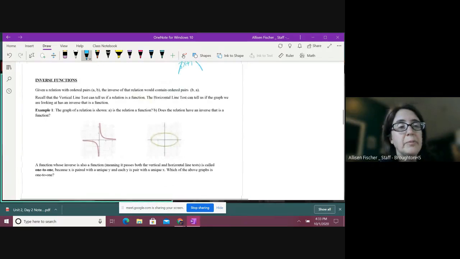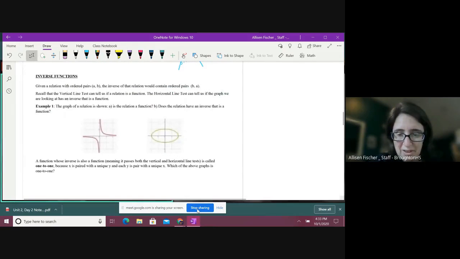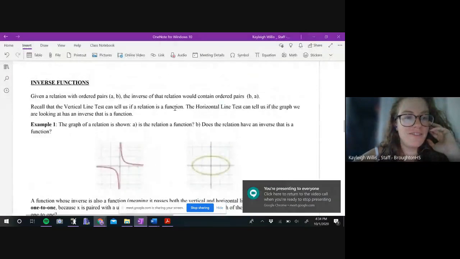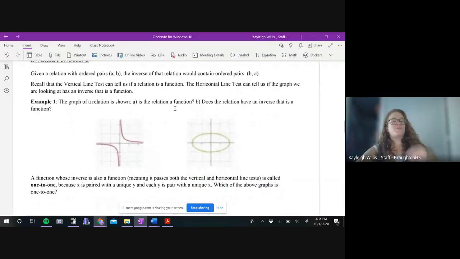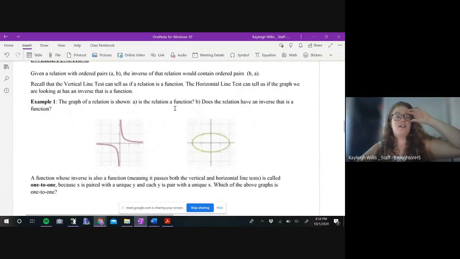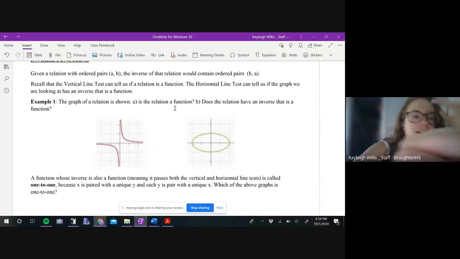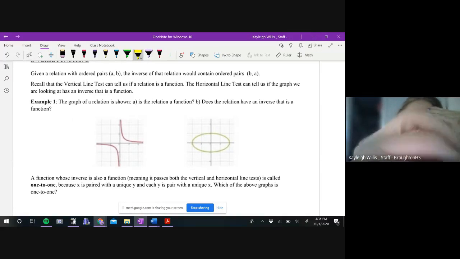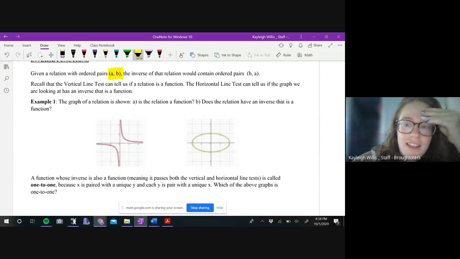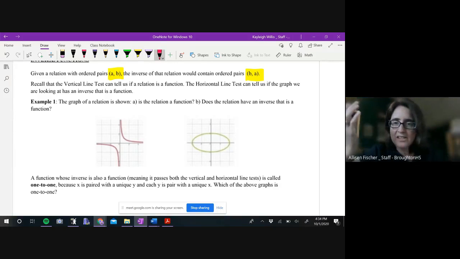All right. And now I'm going to turn it over to Miss Willis. So, inverse functions. When we're talking about inverses, you're given the relation of this ordered pair. If we look at this, the inverse would be B, A. So what do we notice is happening there? The X and Y are switched.